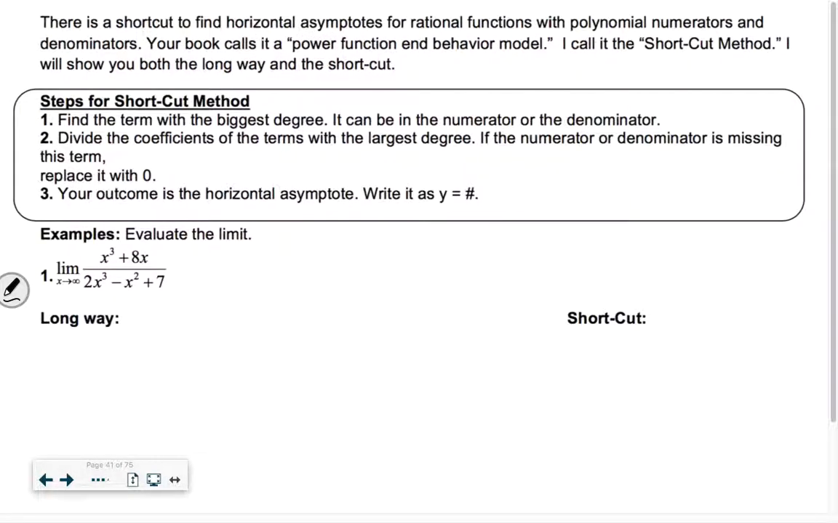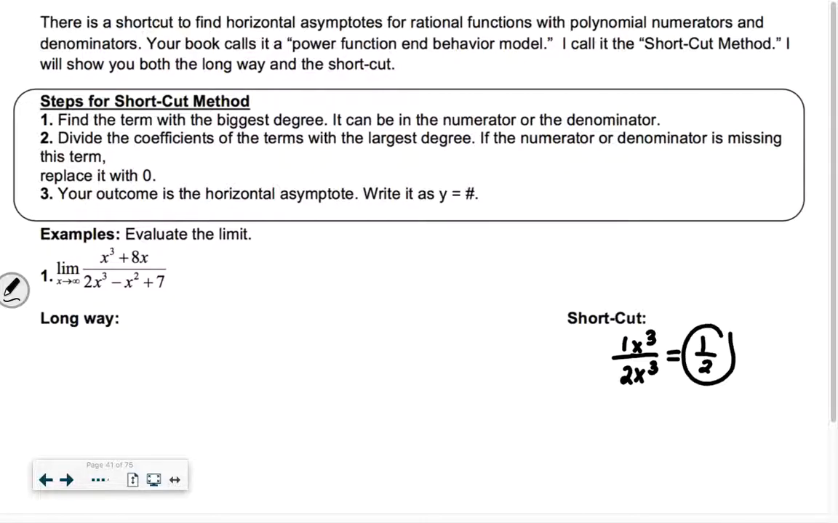All right, so there is a shortcut to find the horizontal asymptotes. When you have polynomial numerators and denominators, we just look for our largest degree. So like on number 1, our largest degree is x cubed. So we have 1x cubed divided by 2x cubed. So we know it should equal 1/2.